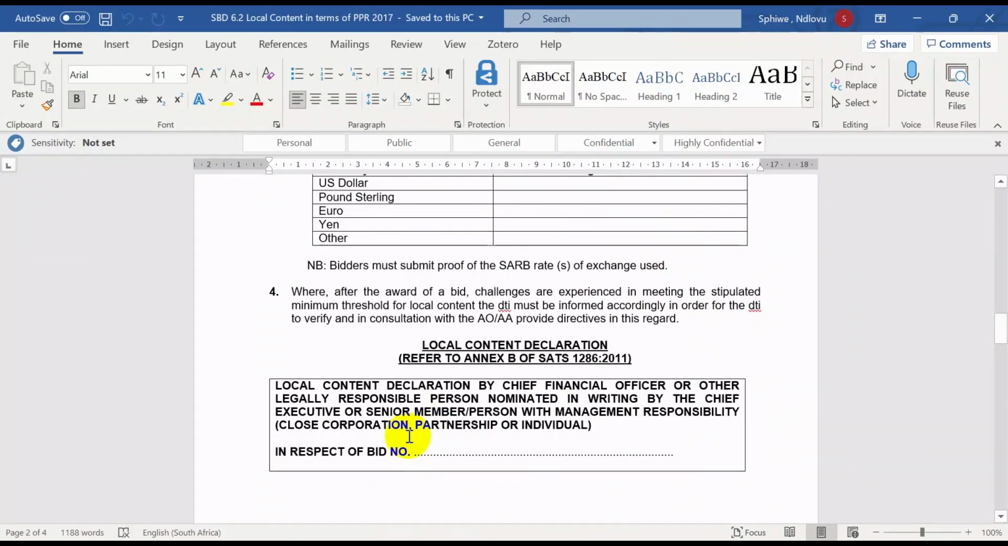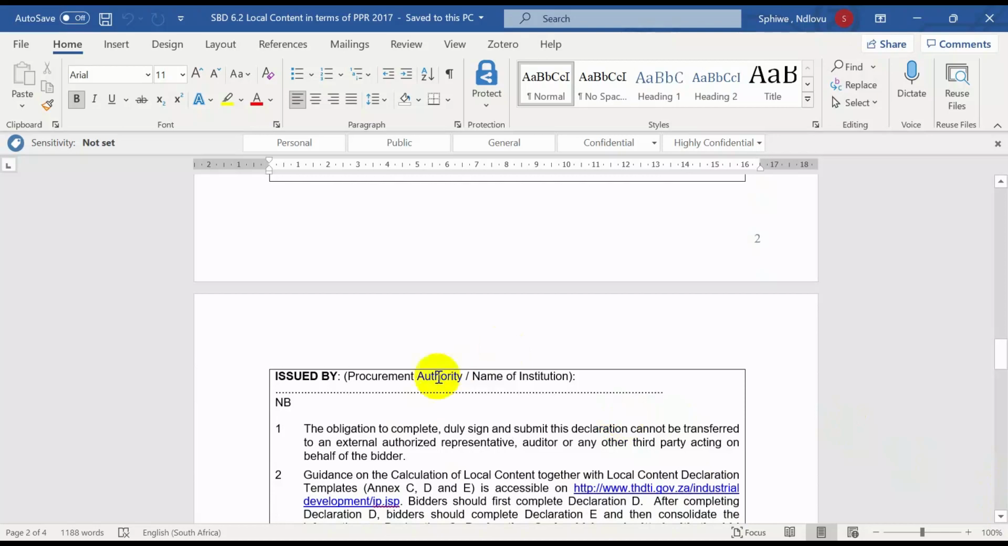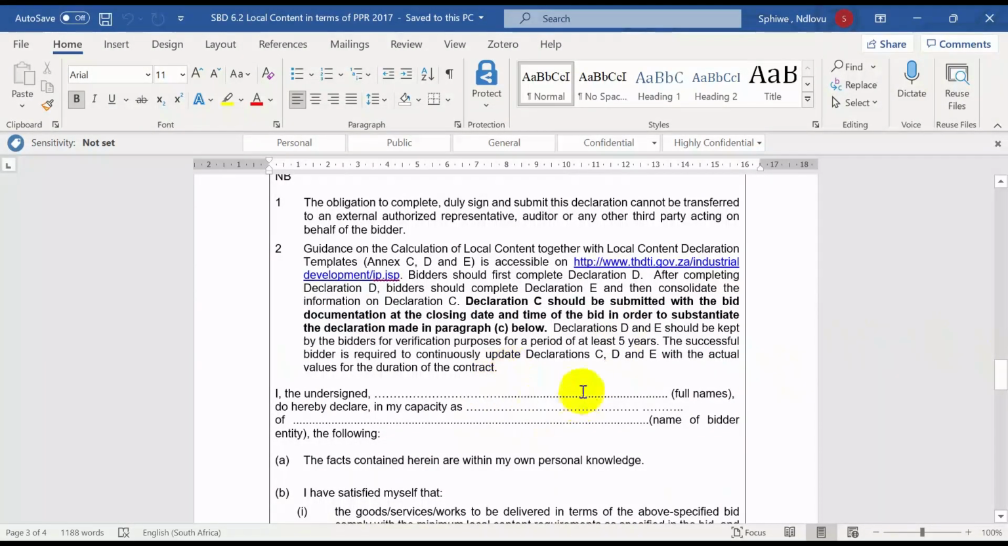Every bid, when it's advertised, has what we call a bid number. So you will put the bid number there, and then you will also put the name of the procuring entity. So if it's a Department of Education, you will put that there. If it's a municipality, but then it will be on the MBD 6.2, then you will put the name of the municipality. So here is the name of the department or the institution that you are procuring on behalf of. And then here, this part needs to be signed by a decision-making person in the company. So a person with the decision-making power will sign this section.